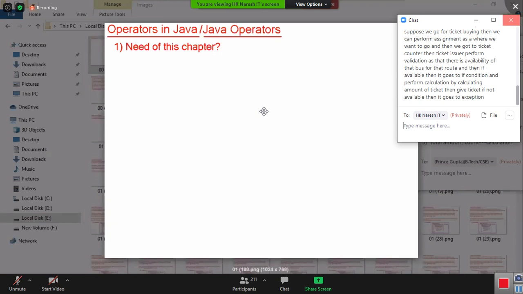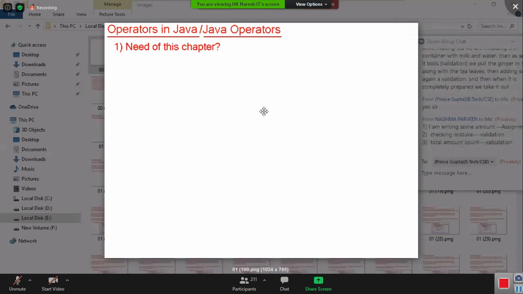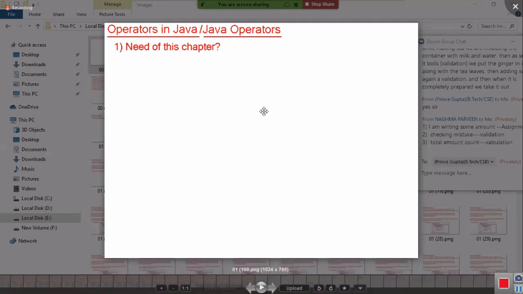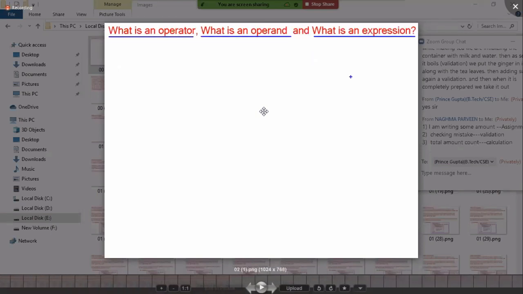Before going to list out all the different operators, first I want you to tell me, if the interviewer asks a simple question: tell me what is an operator, why an operator, what is an operand, why an operand, what is an expression, why an expression. Now let's move to understand what is an operator, what is an operand, what is an expression. First, let us concentrate on operator.